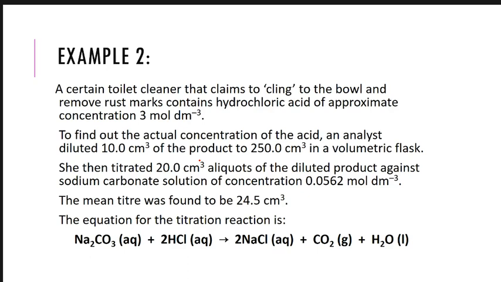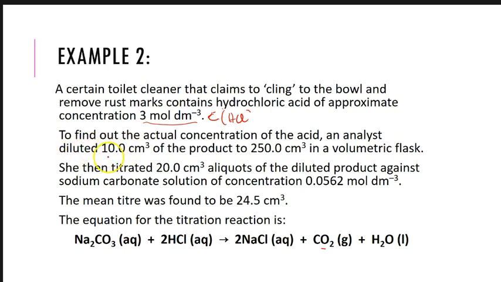So this is a little bit different. It's got a dilution in it. It says a certain toilet cleaner that claims to cling to the bowl and remove rust marks contains hydrochloric acid at a concentration of 3 moles per decimeter cubed. So this is the concentration of HCl. And then it wants us to find out the actual concentration of the acid.